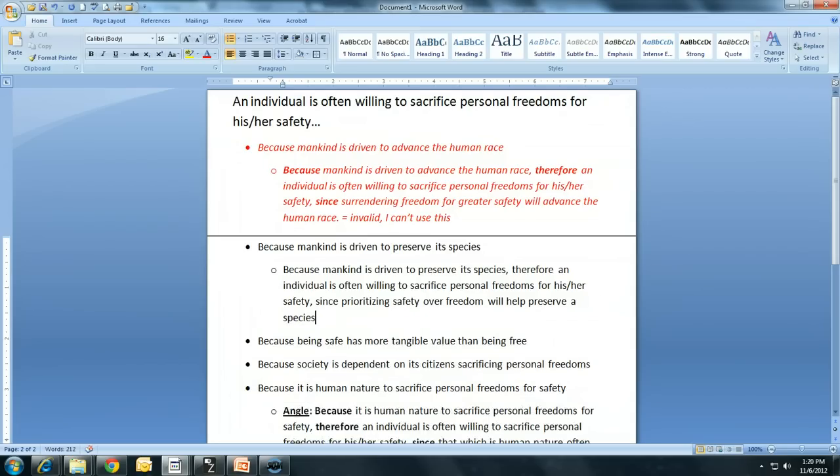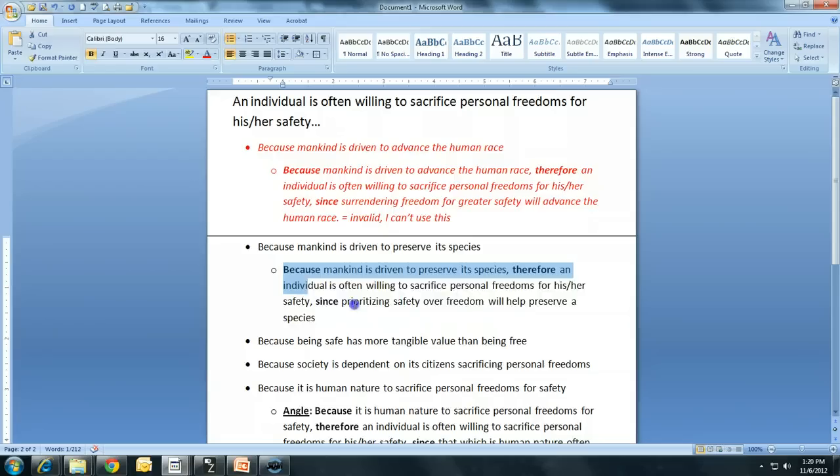This is true of any species, although it's kind of weird to think of animals sacrificing freedoms. But in general, this is true. If we just concerned ourselves with being safe and we forgot about all of the freedoms that we could have, yes, that would really help ensure that it will help preserve our species for the future. Because we're not taking any risks.